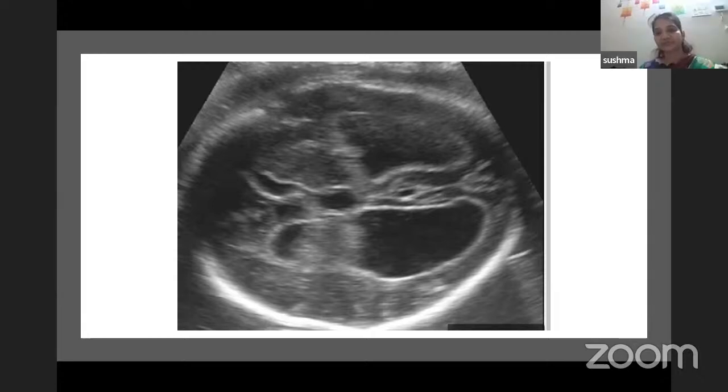By Dr. Alka Patil, meningomyelocele. I think that was for the previous one. For this one, this is the axial section of the fetal brain. Meningomyelocele is an open neural tube defect of the spinal cord, whereas if you see a defect of the brain, we call it encephalocele or meningoencephalocele.